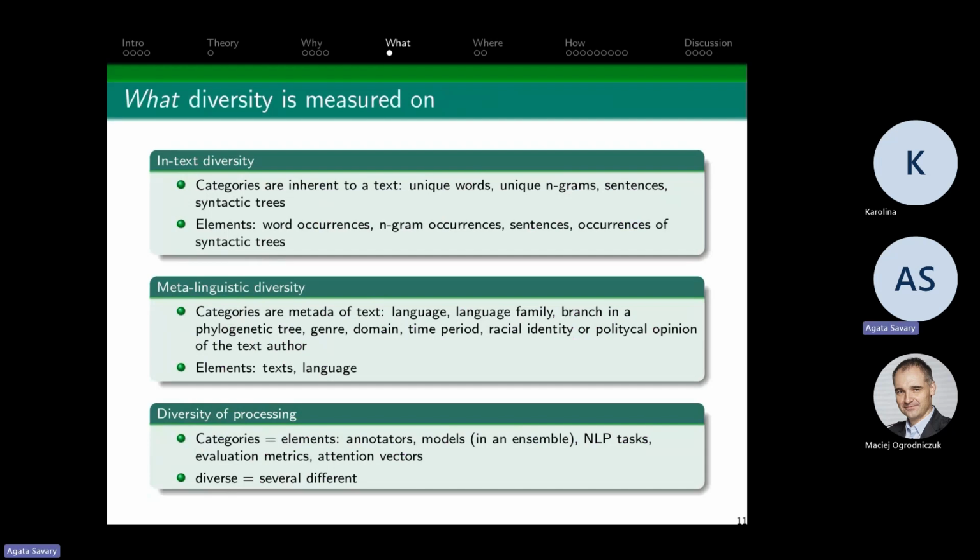Categories, yeah, and sorry, I have to say there's a caveat, because these categories are never named as such by the paper authors, because they never refer to the theory of diversity. So they don't say my categories are these and elements are these. We have to read the paper and understand from the paper what are categories for them and elements, right? So there may be issues with this.